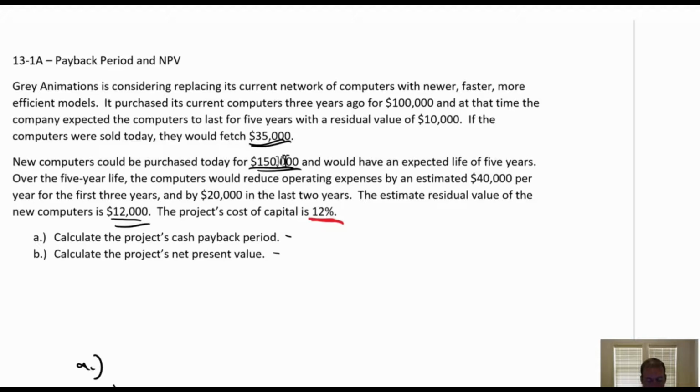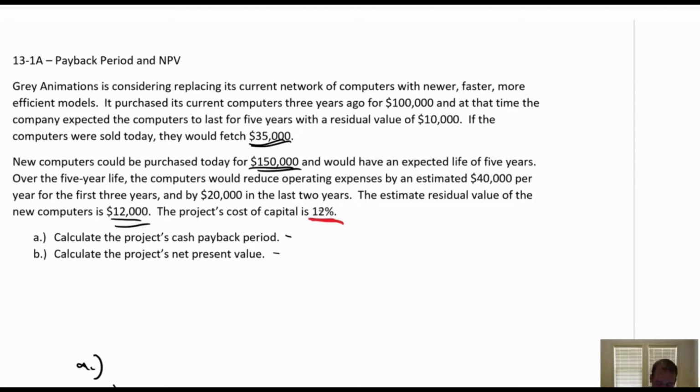The new computers would cost 150. Over the 5-year life of the computers, they would save operating expenses by 40 grand for the first 3 years, 40 grand a year, and 20 grand a year in the last 2 years. And the residual value of new computers is 12 grand. So afterwards, we would collect 12 grand reselling our computers. The cost of capital is 12%.